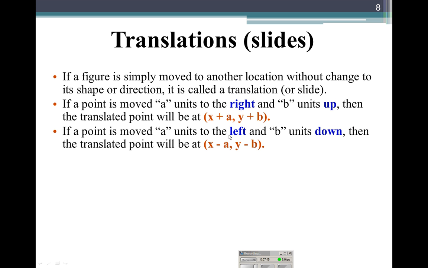If you're moving left, a units to the left subtracts a from the x value. If you move b units down, then you'll subtract b from the y value. For x, right is positive, left is negative. For y, up is positive, down is negative.